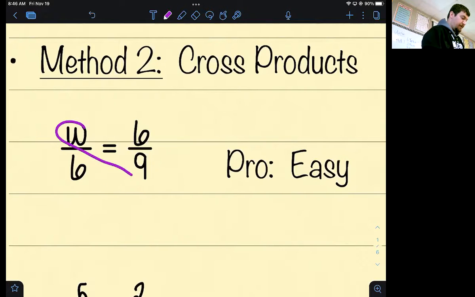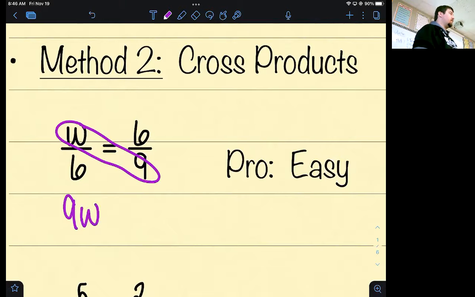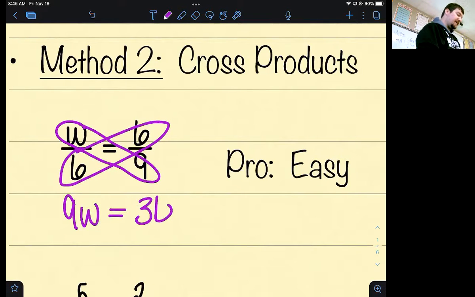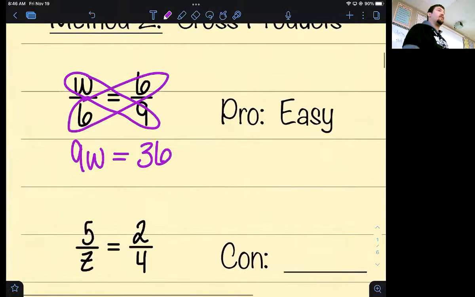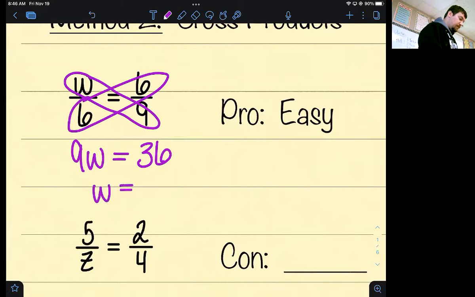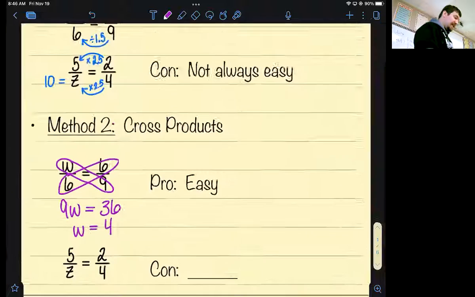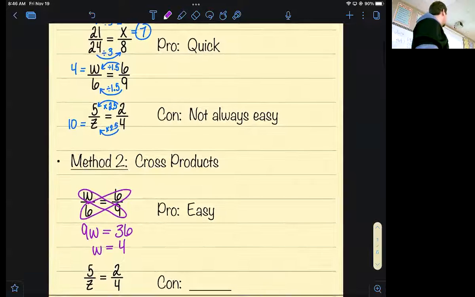So I take W times 9 and I call that 9W. I know that that cross product has to be equal to the other cross product. What's 6 times 6? 36. And that gives me this nice one-step equation. And all I have to do to solve for W is divide by 9. What's 36 divided by 9? 4. And that's the exact same answer we got up here, but now you don't need my help.